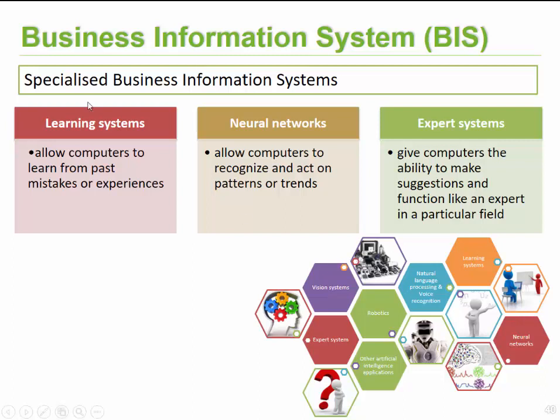We have learning systems where the system can actually learn from its own experiences. For example, if you have a robot and every time when you walk past it you push it over, that system can learn, so whenever it sees you coming it can start to avoid you. That would be a learning system. Neural networks, which allow computers to recognize and act on patterns or trends. For example, as soon as your system realizes that you're running out of stock, it can automatically put in a new order to ensure that the stock is delivered in time.